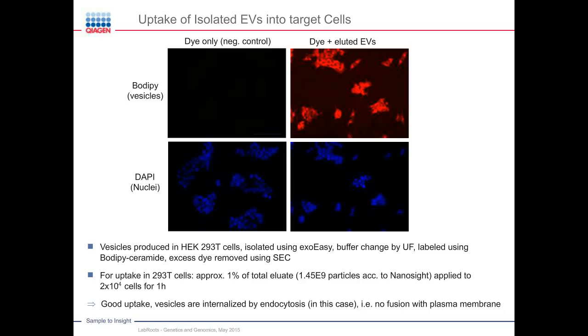The labeled vesicles were then incubated with the target cells, again 293T cells, a fresh culture, for 1 hour. On the left is a negative control, dye without vesicles. There is no uptake. On the bottom is nuclear staining with DAPI. And on the right, we can see the uptake of dye into the cells. So the vesicles that we isolate are actually functional and are being taken up by cells.